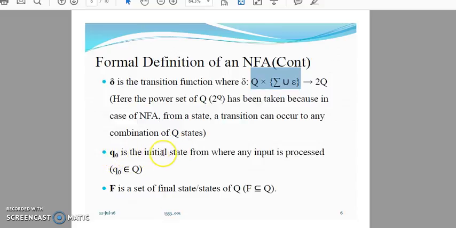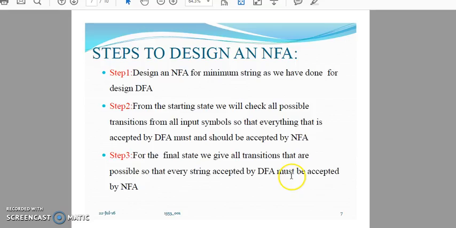Q naught is the initial state, and F is the set of final states, which is a proper subset of capital Q. Steps to design an NFA.